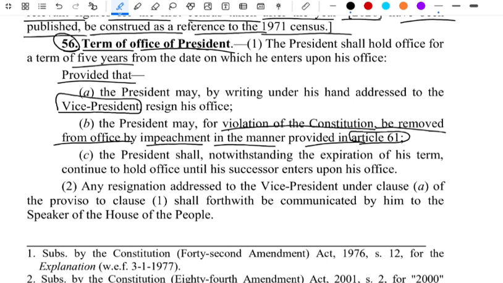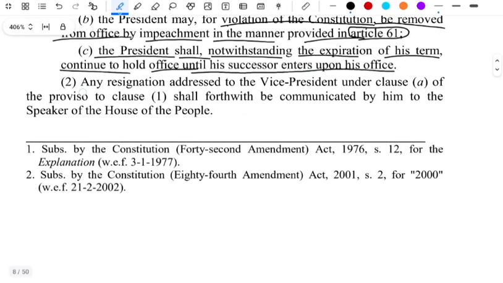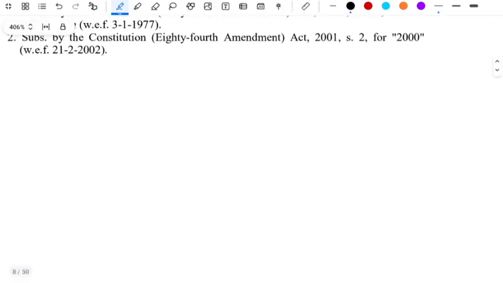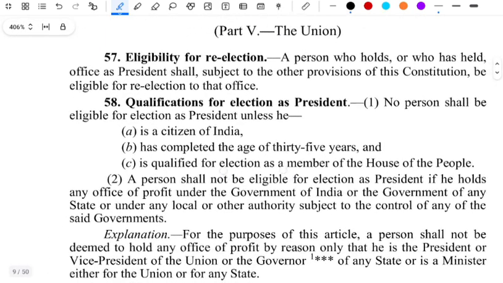Next, the President shall, notwithstanding the expiration of his term, continue to hold office until his successor enters upon his office. Any resignation addressed to the Vice President under clause (a) of the proviso to clause 1 shall forthwith be communicated by him to the Speaker of the House of the People.